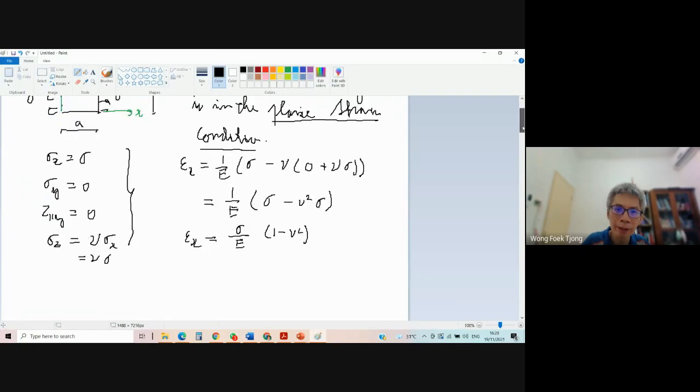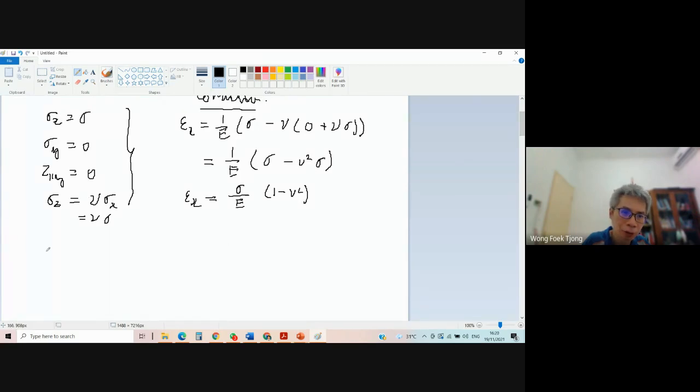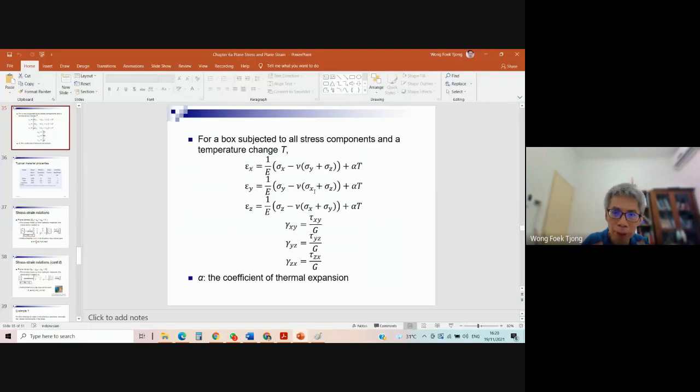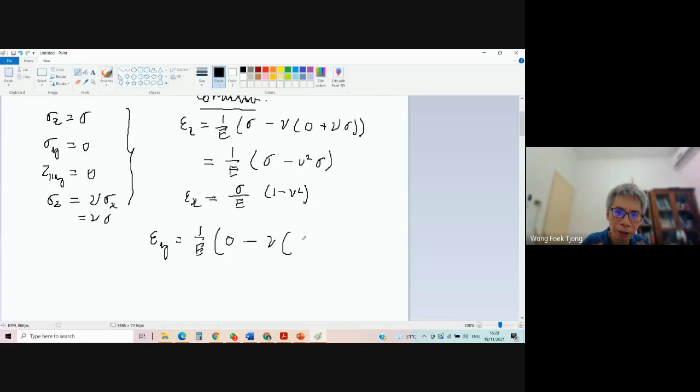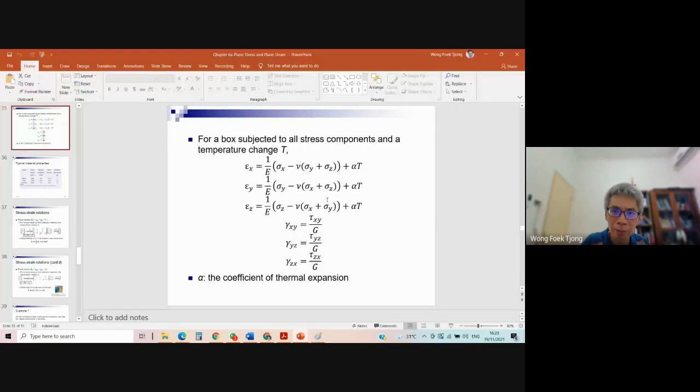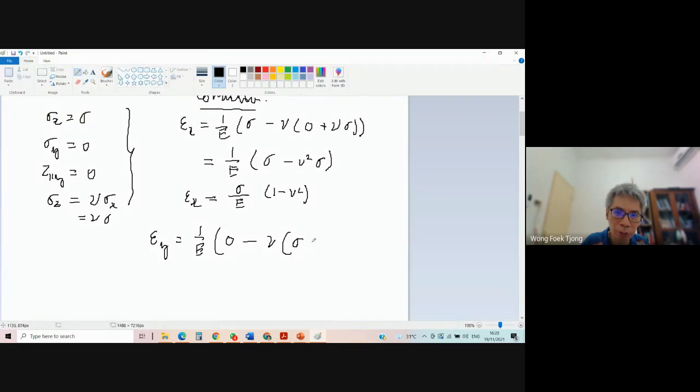About epsilon y. Epsilon y, let me write it here. Also 1 over E, sigma y which is 0, minus nu sigma x. Sigma x is sigma. And then sigma z is nu sigma.